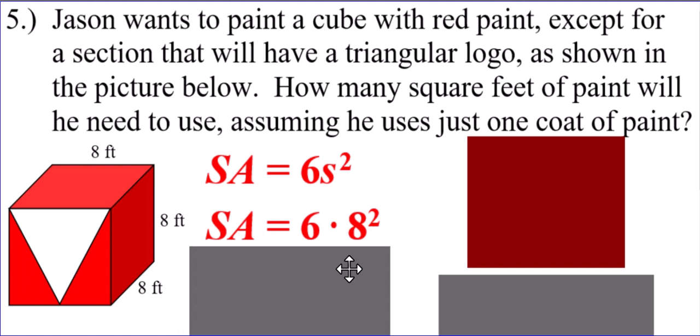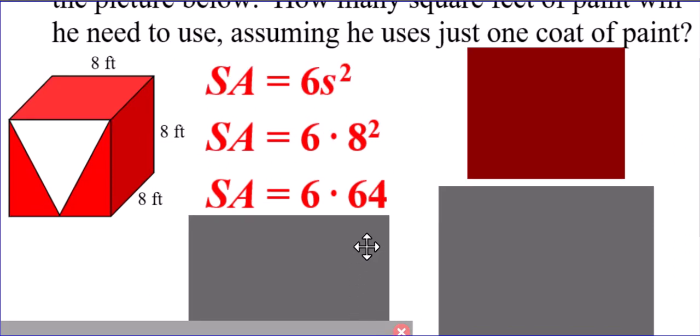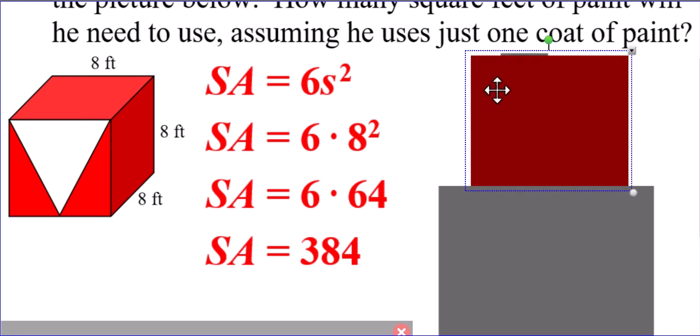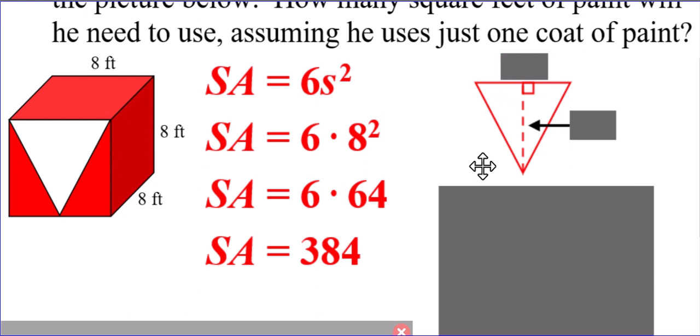All right, surface area is really nice with the cube. Take 8 to the second power, which is 64. Take that times 6, and you get a surface area of 384 square feet. Now, that's not the final answer. We need to get rid of the triangle because that's not getting painted red.